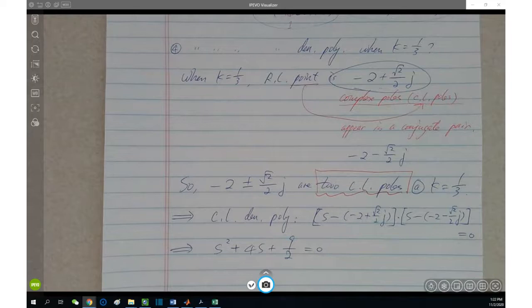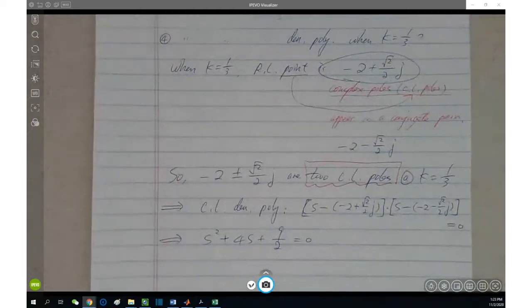Right. Does this idea make sense? Any questions? All right, well, thank you, Kevin. If this is fine, then of course we actually have another way to find the closed loop denominator polynomial, right?